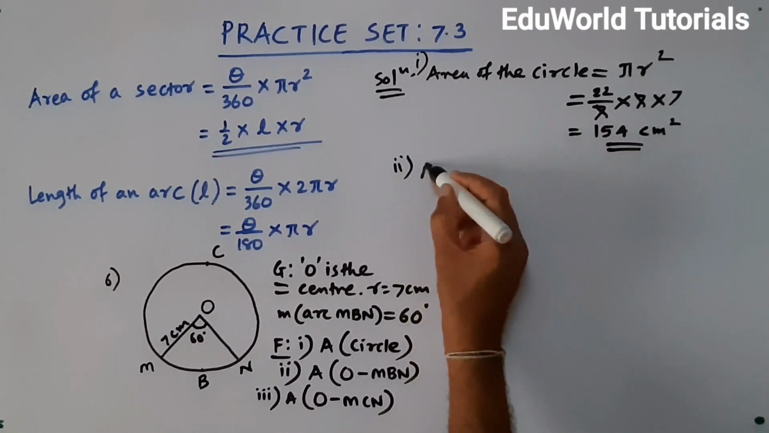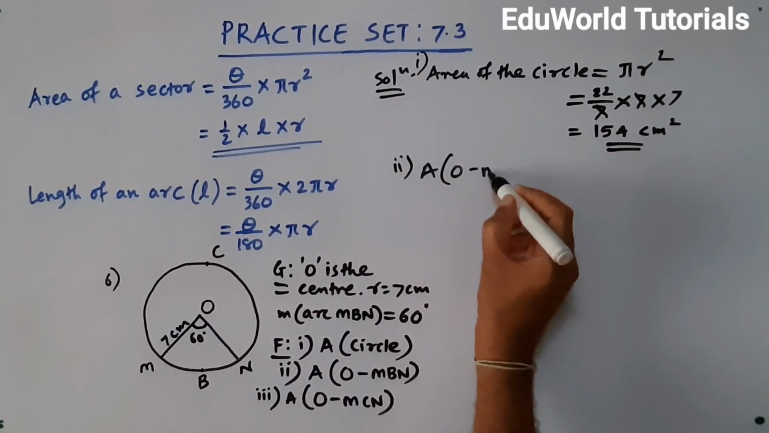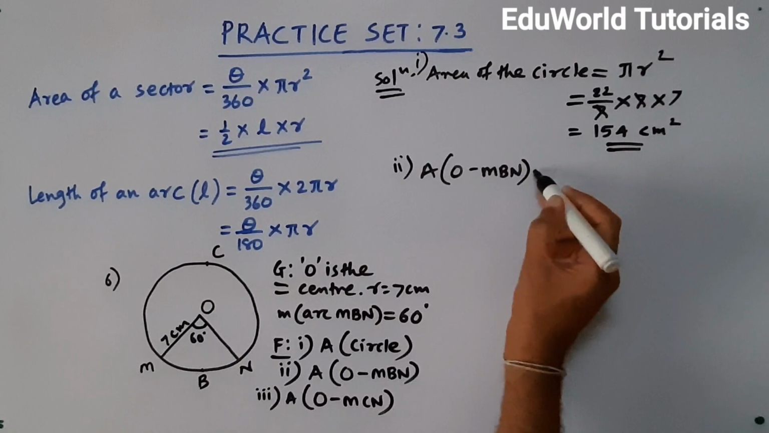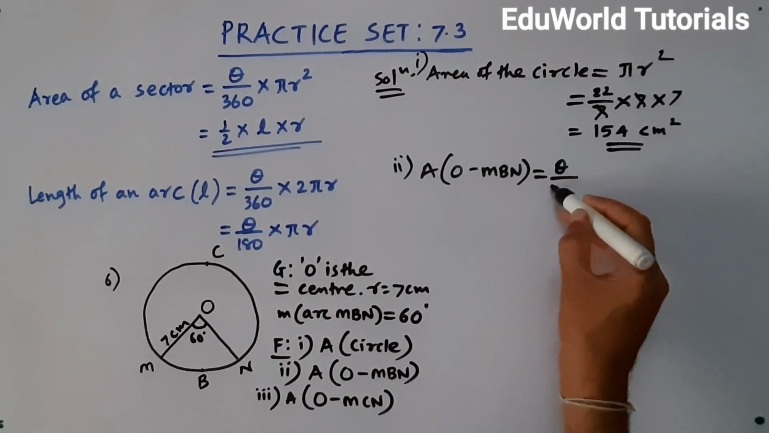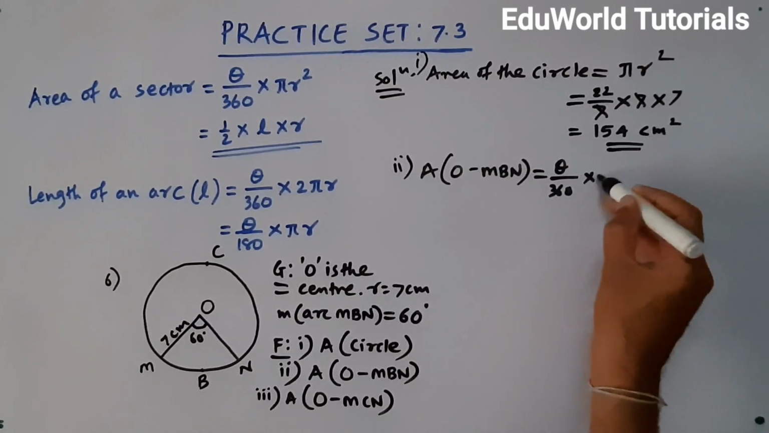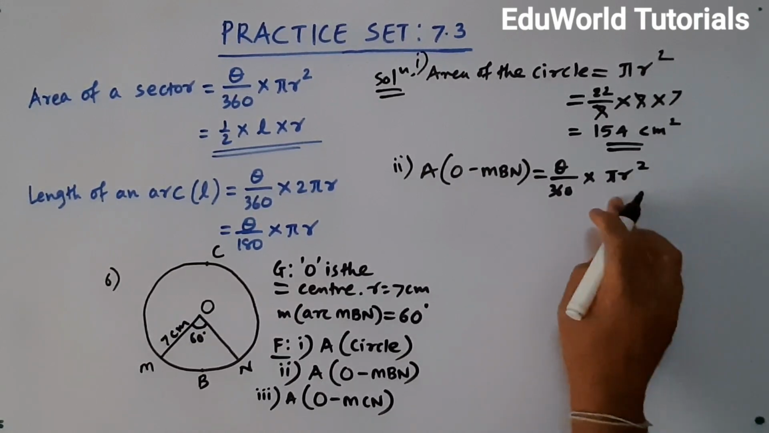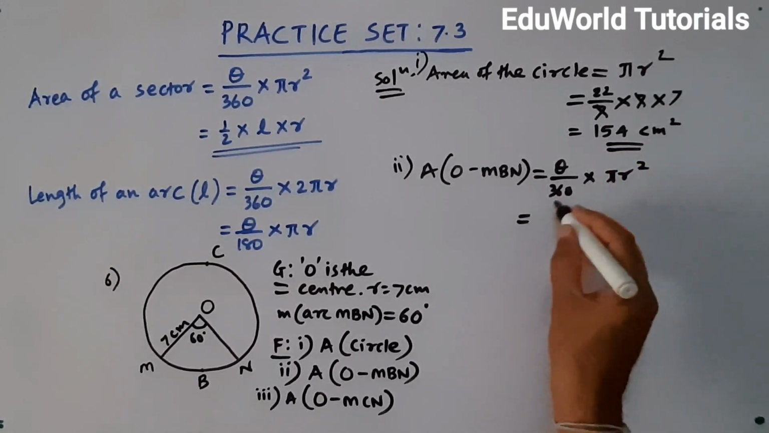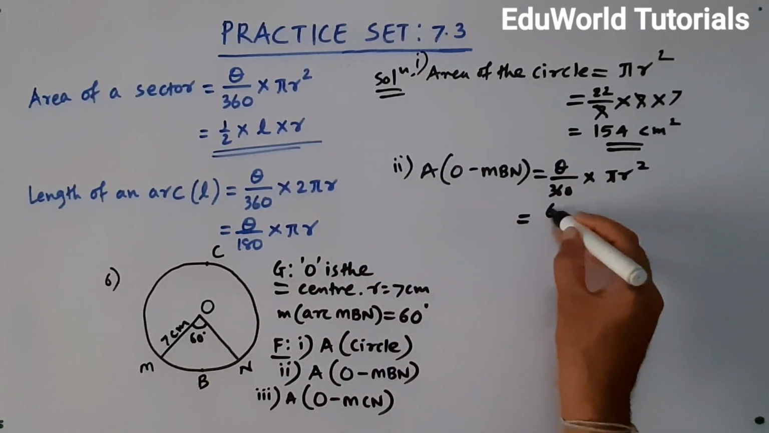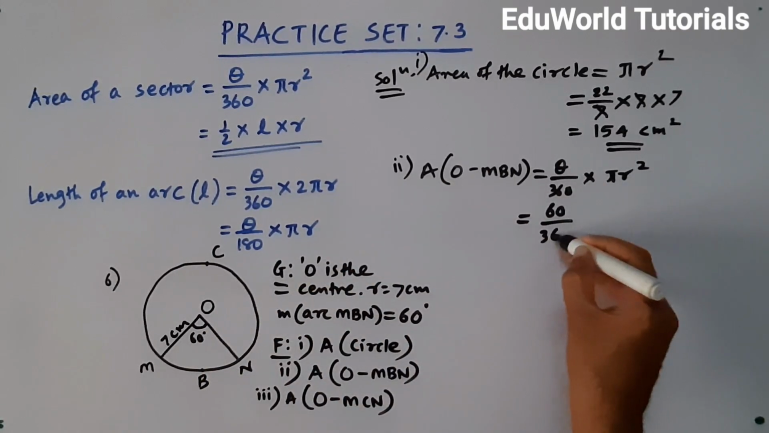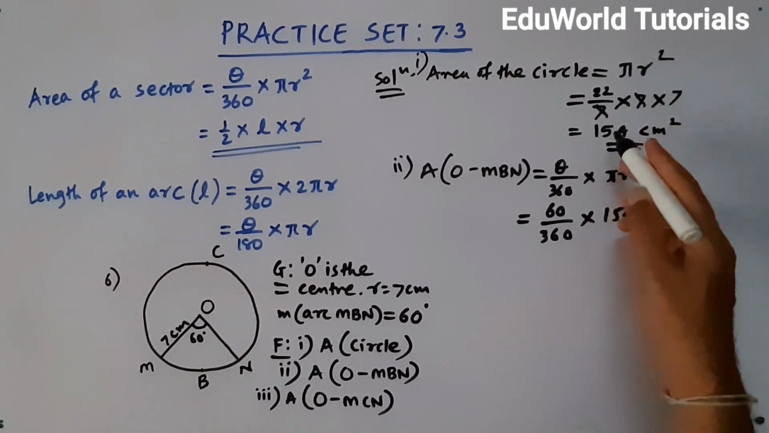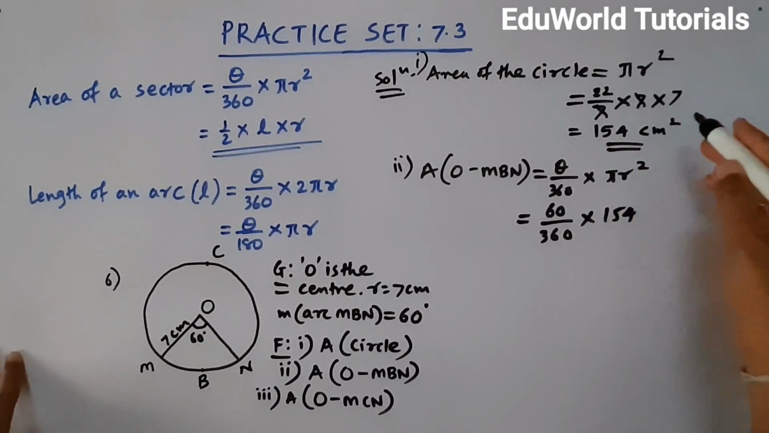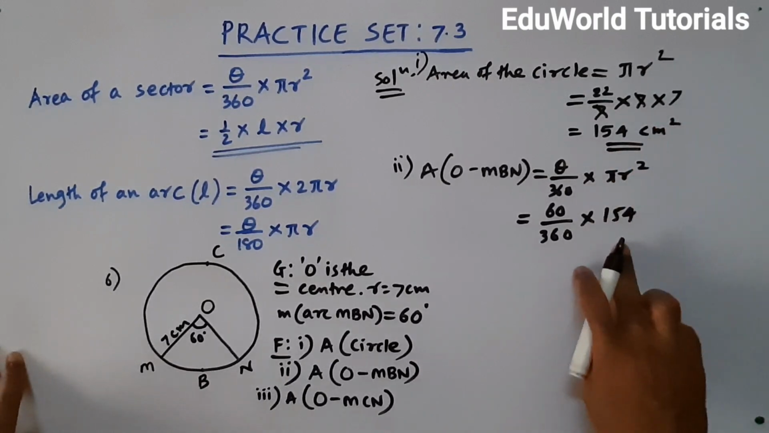Second one, area of OMBN, that is minor sector. What is the formula, student? Here the formula is written, theta upon 360 into pi r square. We know pi r square value already, 154. Theta also you know it is 60 degree. So 60 upon 360 into 154. We can even separately write the same thing here, 22/7 into 7 into 7. Again ultimately we are going to get 154.